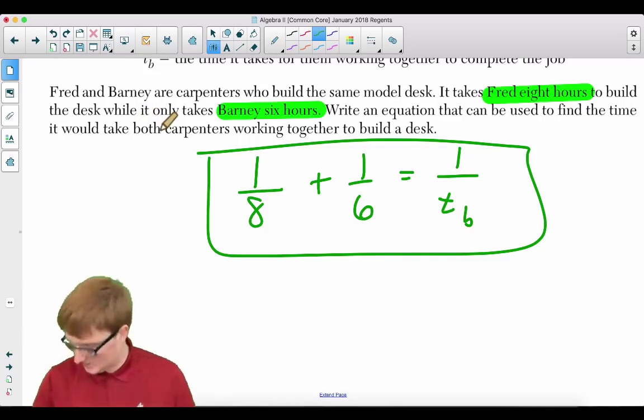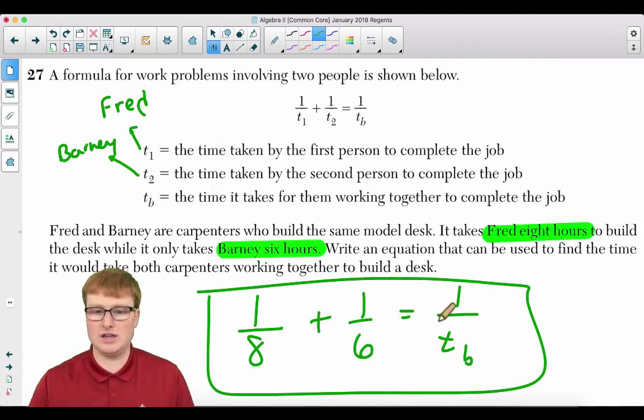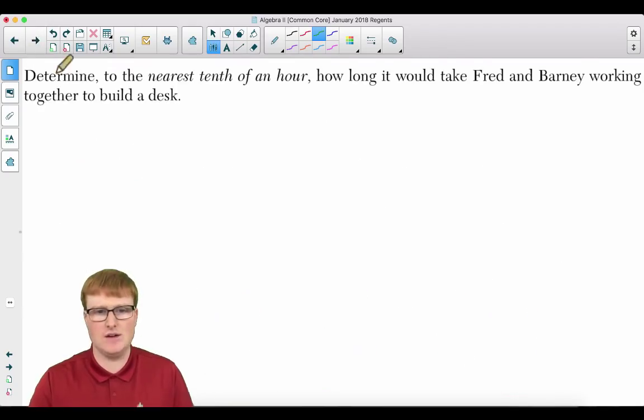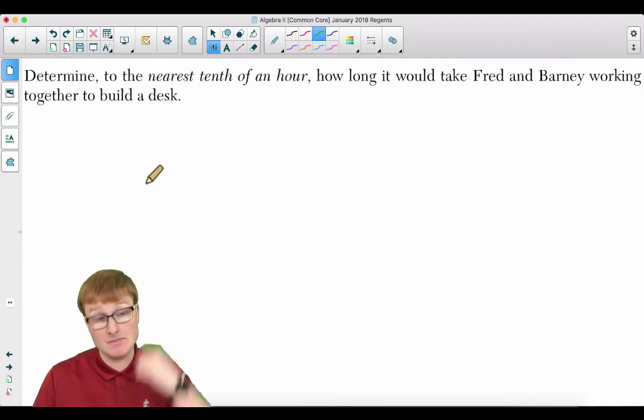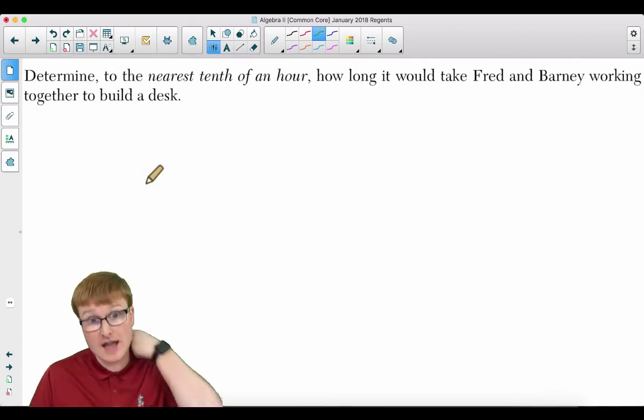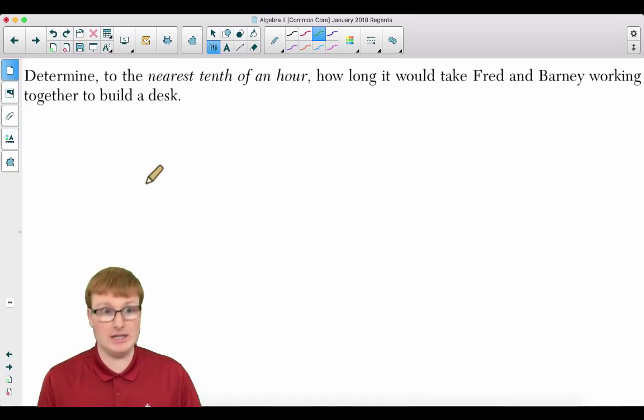There is a second part to this question, and what do you think it's going to ask you for? Of course, it's going to ask you to solve for TB. Determine how long, to the nearest tenth of an hour, it will take for Fred and Barney to complete the job if they were working together.